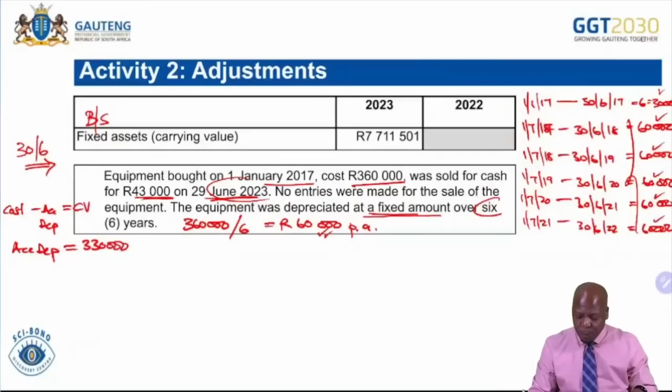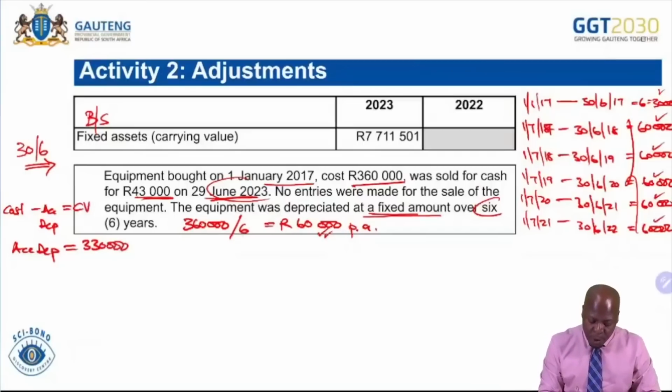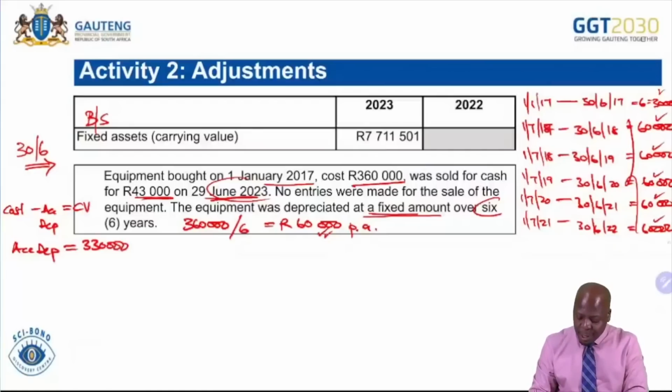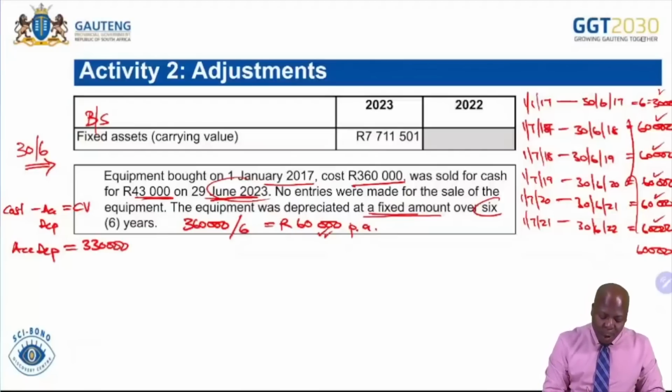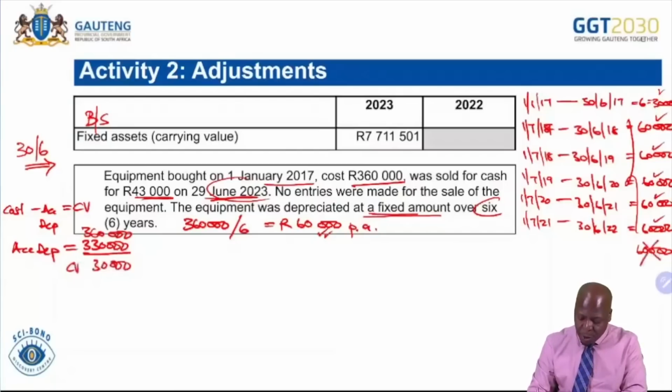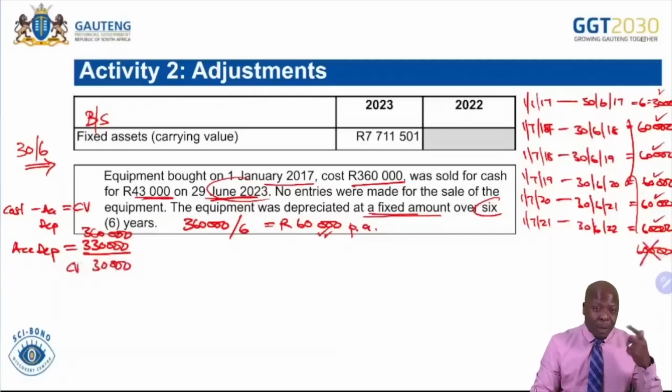In this year now, it has been sold on the 29th of June, which is the last day of the financial year. So it must lose again another what? 60,000. That's where the problem begins, because it had a cost price of 360 and it has lost already 330. That means it now has a carrying value of how much? 30. But now it must lose 60,000 to depreciation. Is that possible? No. Already in your mind, you now understand that the 1 rand residual value principle kicks in.